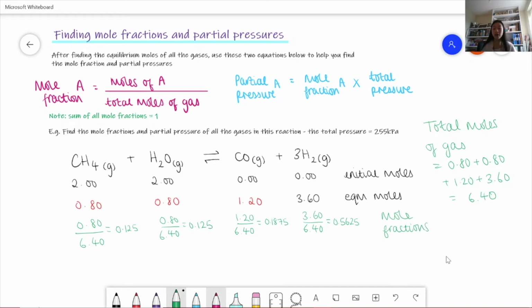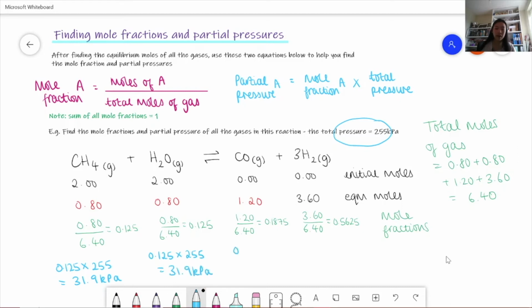So now we can work out the partial pressures because they've given us the total pressure here. And so we do the mole fraction times the total pressure. So we have 0.125 times 255, and that equals 31.9 kilopascals. Then here we have the same thing, so 0.125 times 255 equals 31.9 kilopascals.